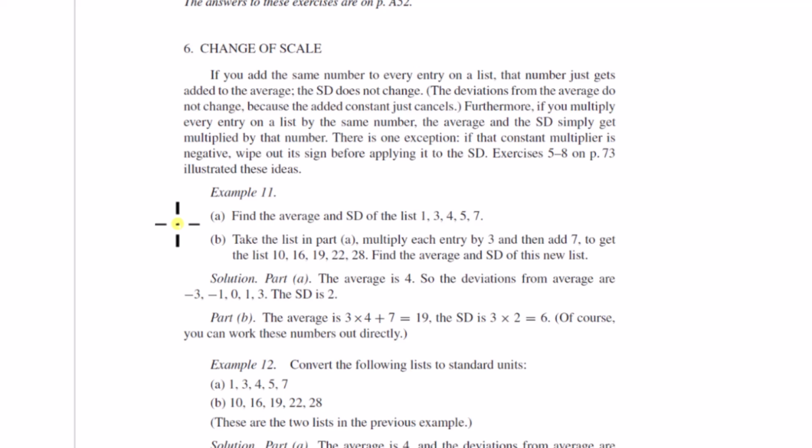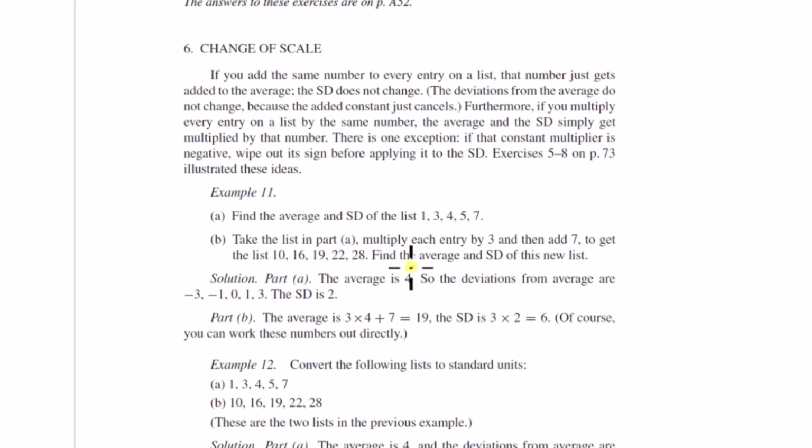Okay, so what we're going to do here is look at this a little bit deeper. In particular, we're going to look at how applying these kinds of operations affects the standard units. So, find the average and standard deviation of this list, then take this list, multiply each entry by 3, and then add 7 to get this new list, and then find the average and standard deviation of this new list. Each of these operations is everything we talked about. It's a combination of multiplying every number in the list by the same number, as well as adding the same number to every number in the list.